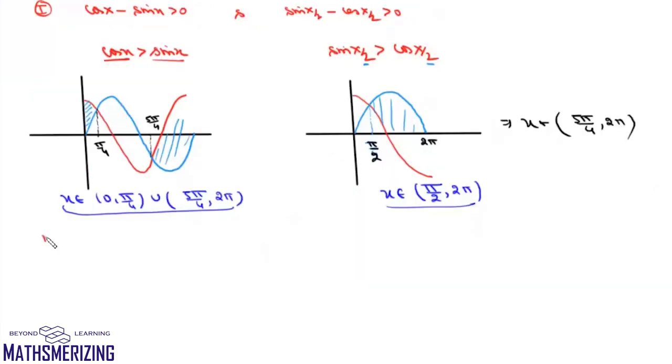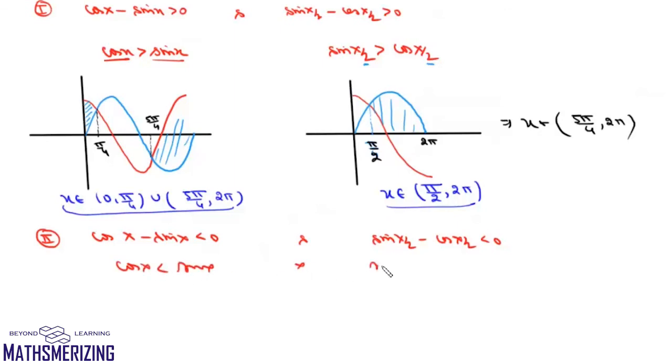Now we'll consider the second case when both of them are negative, that is when cos x minus sin x is less than 0 and sin x by 2 minus cos x by 2 is also less than 0. So here cos x is less than sin x and here sin x by 2 should be less than cos x by 2. Now cos x is less than sin x in this interval, that is from pi by 4 to 5 pi by 4.